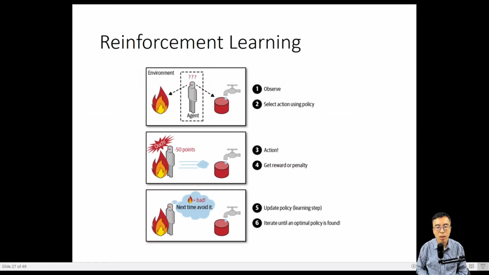So the agent's goal is to maximize the overall number of rewards or points. Over time, after many experiments, the agent is going to get smarter and figure out that he or she has to grab some water first before moving to the fire. Reinforcement learning has been widely used in the gaming environment, in which people try to optimize and simulate the behavior of the agents in a complex gaming environment.